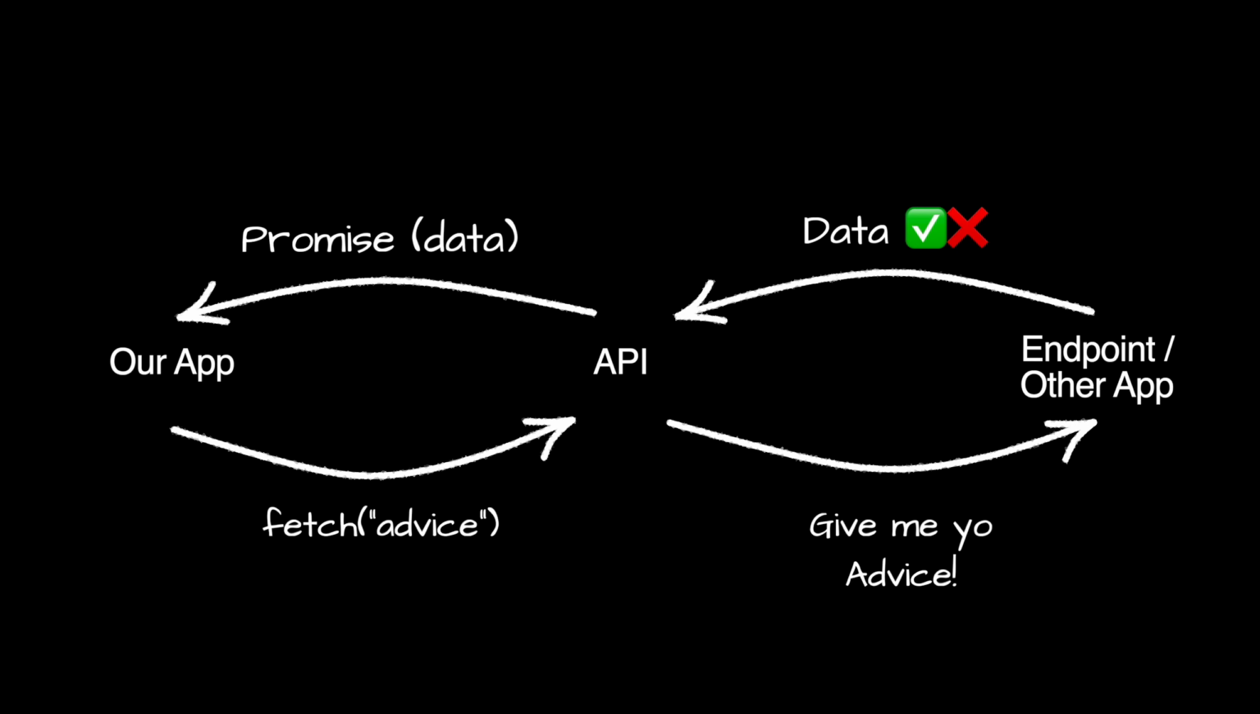Assuming we send the correct information, and assuming the endpoint confirmed this by sending the correct data to the API, our promise will essentially be fulfilled and we have received the data we wanted in the first place from the API.